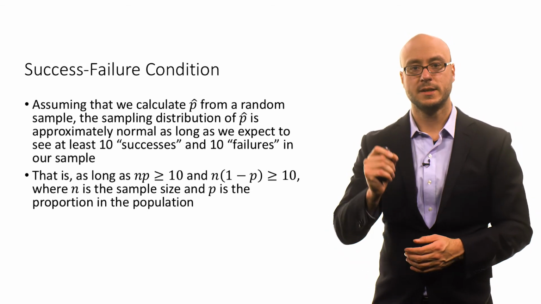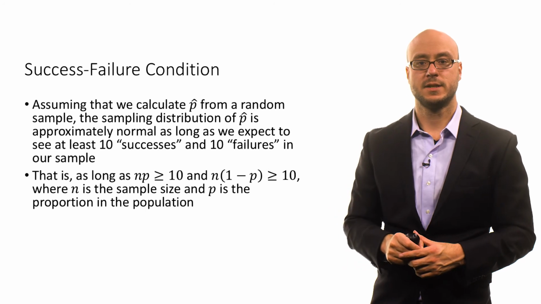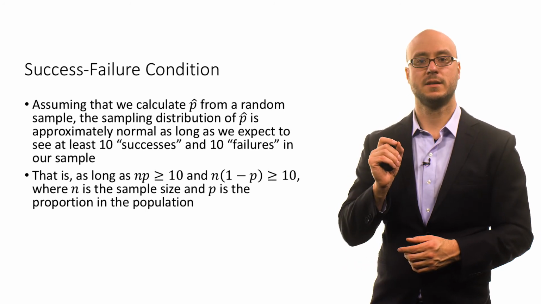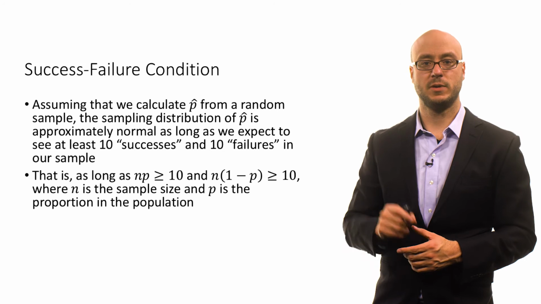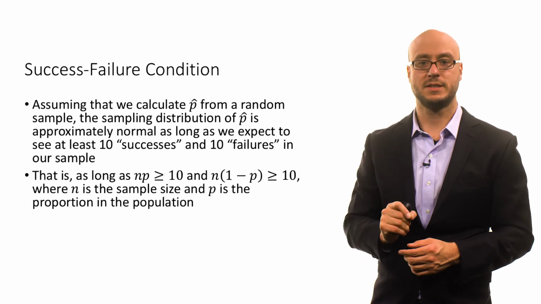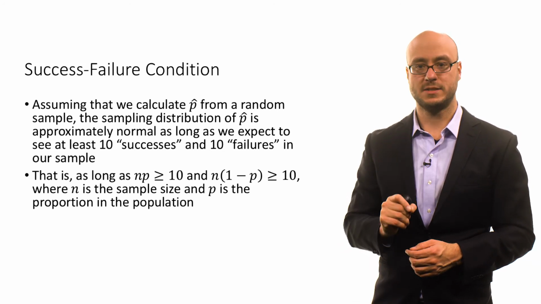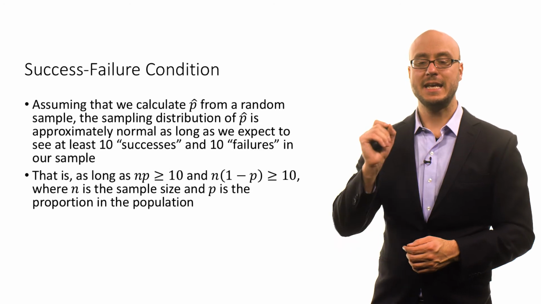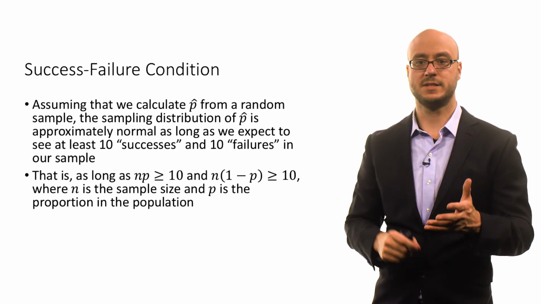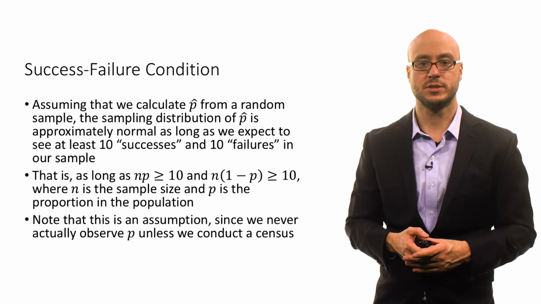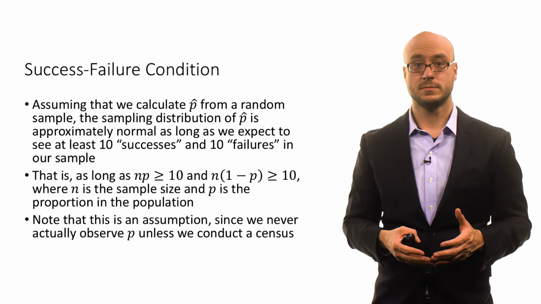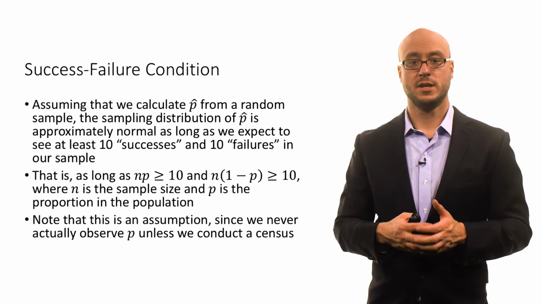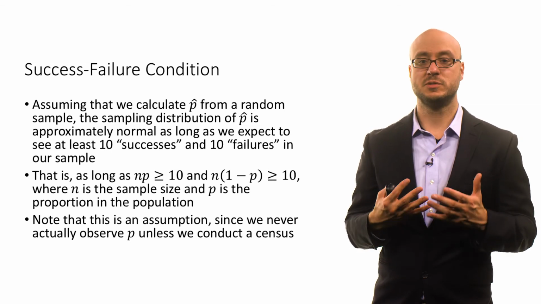To put it another way, if n is our sample size and p is some population proportion, we'd expect n times p to be greater than or equal to 10 and n times 1 minus p to be greater than or equal to 10 in the population, where n is the sample size and p is the proportion of the population. So this is an assumption. It's called the success-failure condition. It's an assumption because we can't actually observe p.